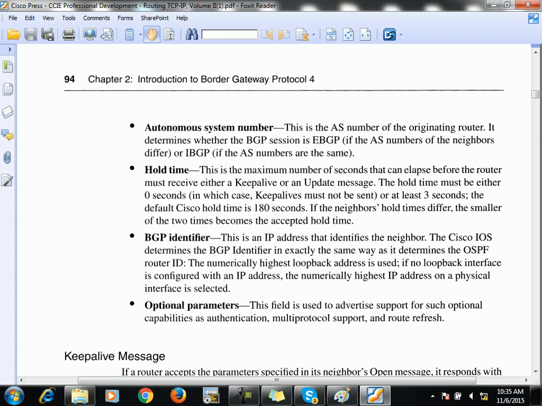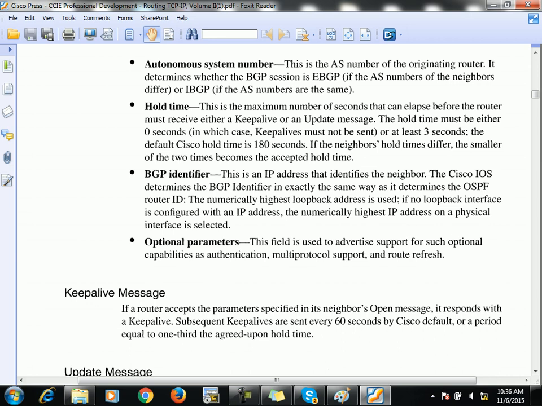Hold down timer, which is by default 180 seconds. BGP identifier, which is your router ID. Some optional parameters will also be given within the open message. This field is used to advertise support for optional capabilities such as authentication, multi-protocol support, or route refresh. So all that information will be under optional parameters.